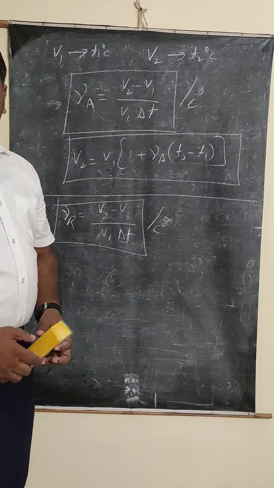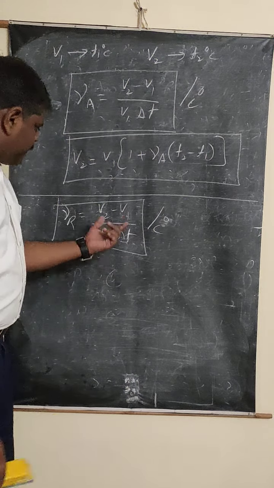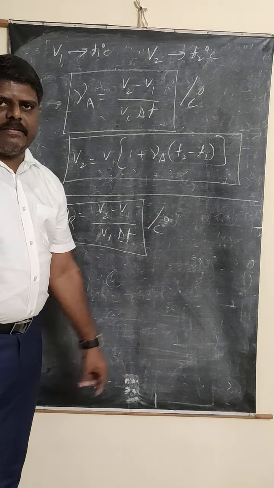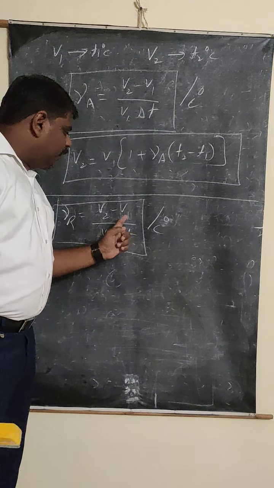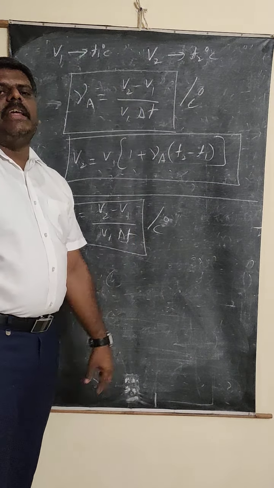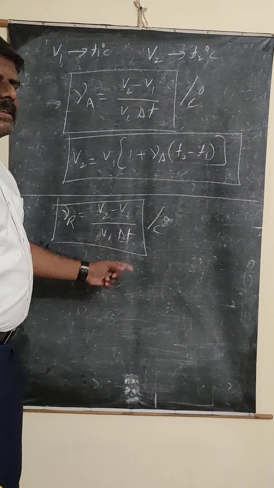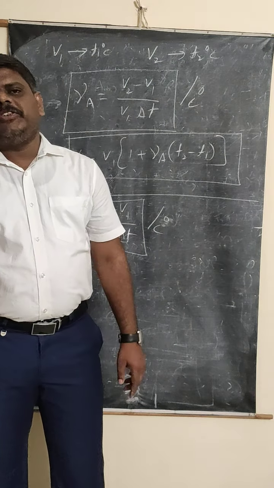Now, it's time for the definition. When I refer to the definition, how can you define it? V2 minus V1 represents the real change in volume of the liquid. Earlier, what did you use? Apparent change in volume of the liquid, and here what have you used? Real change in volume of the liquid. And V1 represents initial value. Delta T represents temperature difference. And how much is the temperature increasing? Only 1 degree Celsius.